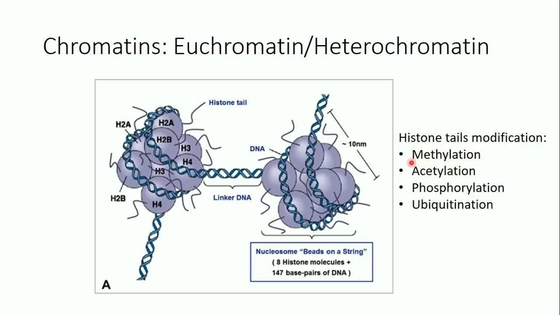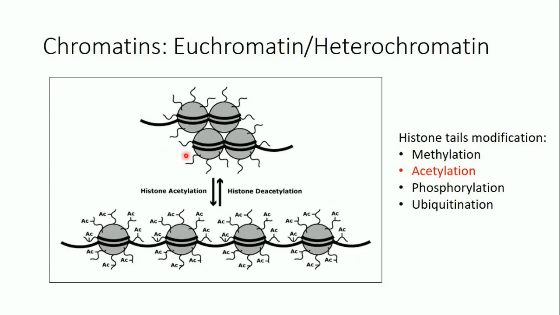When the tails are acetylated, what happens? In case of acetylation, the nucleosome structure is relaxed. This is the nucleosome structure. In case of acetylation, this structure is relaxed, the histones are separated from each other, and the DNA is relaxed. This happens when the DNA wants to be copied, so this facilitates DNA copying.